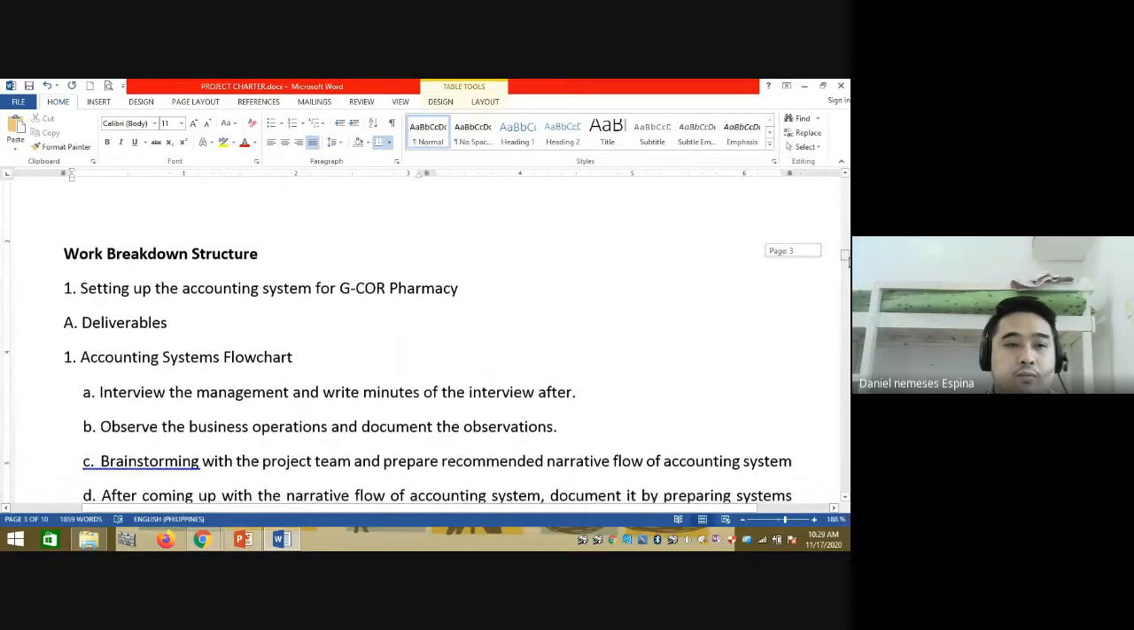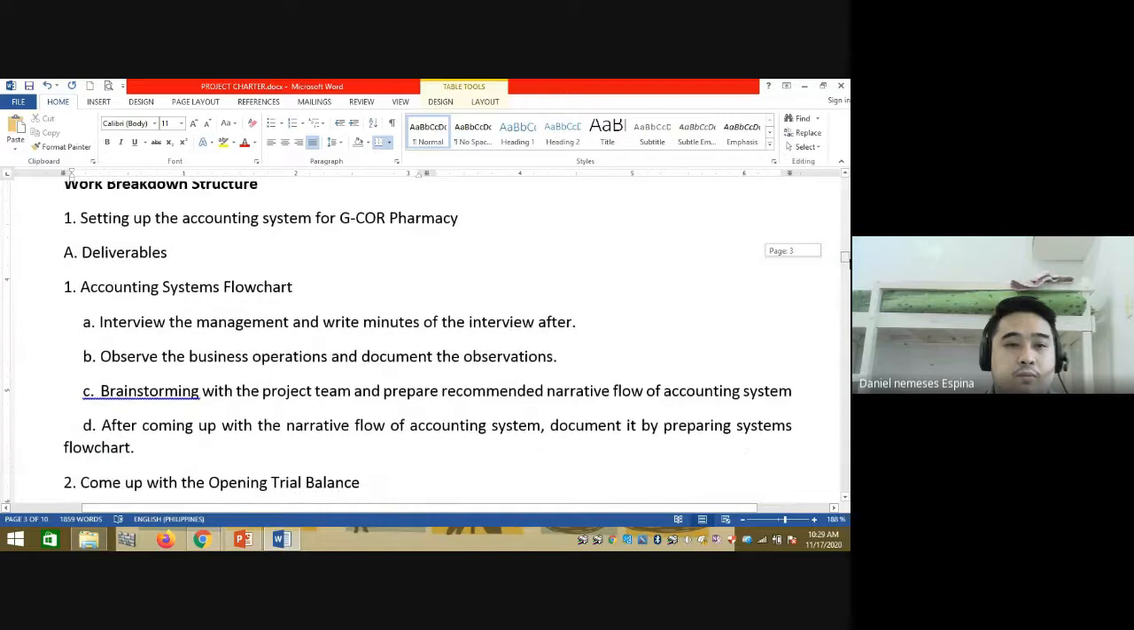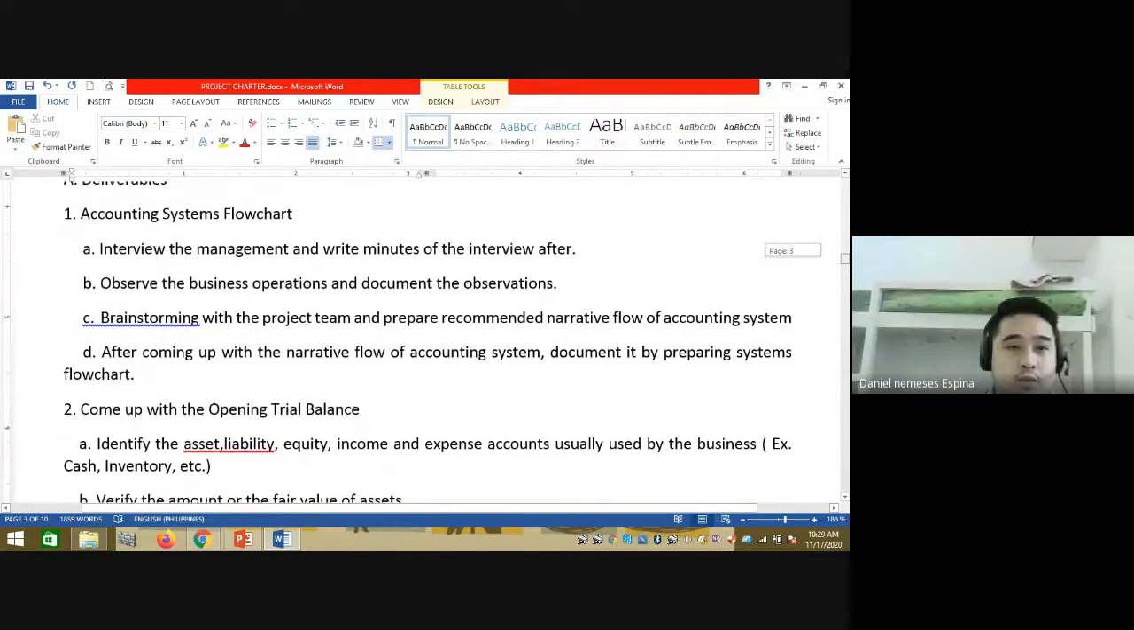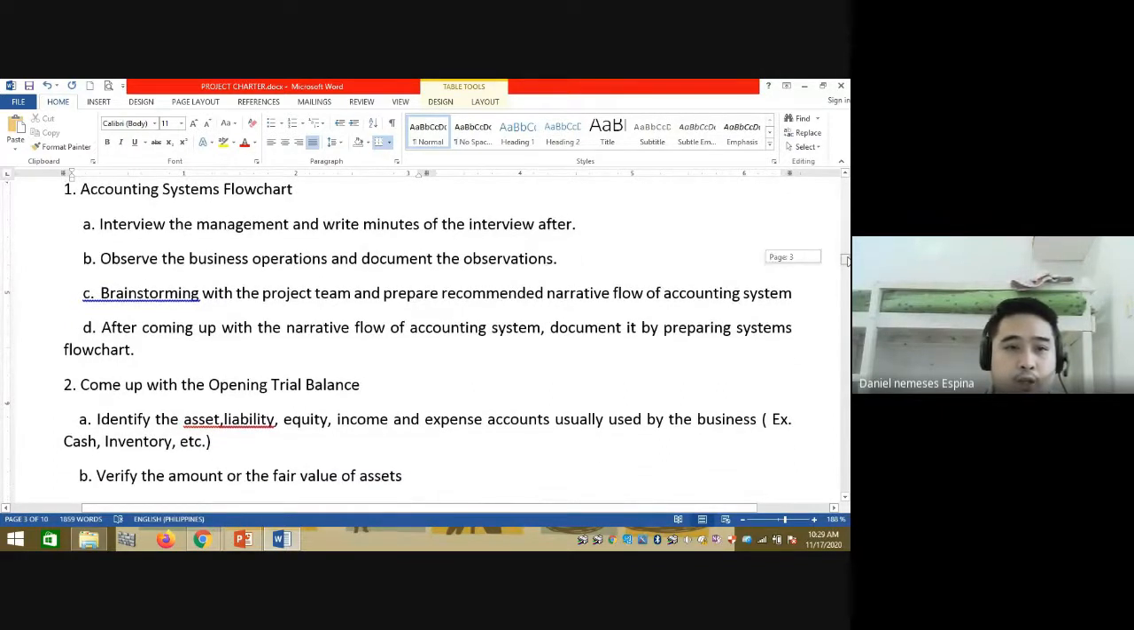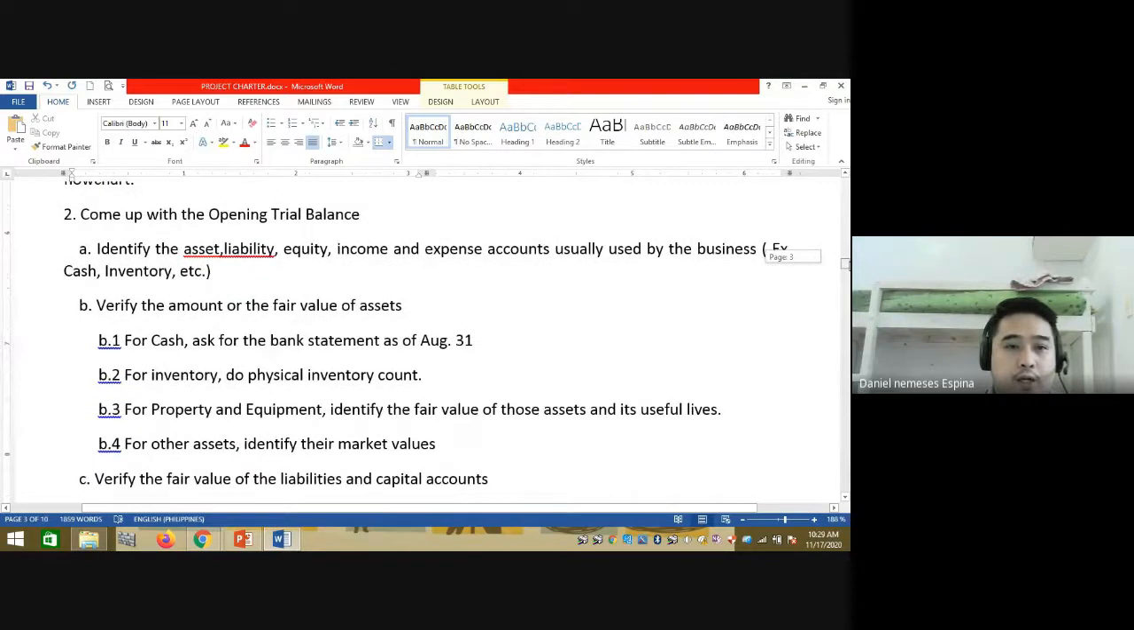You have the work breakdown structure. The deliverables: accounting systems flowchart. What are the specific activities to come up with the accounting flowchart? Trial balance.